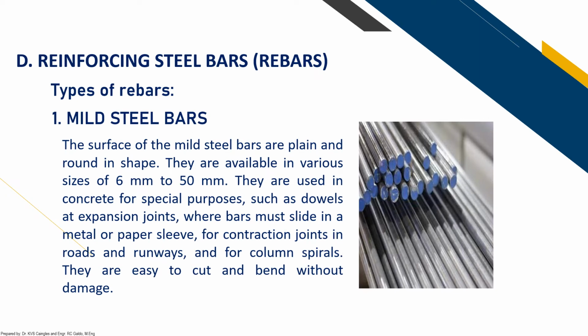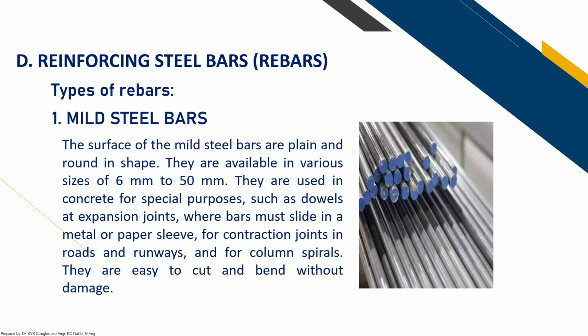Okay. So, when you say different types of reinforcing steel bars, first, we have the mild steel bars. The surface of the mild steel bars is plain and round in shape. They are available in various sizes of 6 millimeters to 50 millimeters. They are used in concrete for special purposes such as dowels at expansion joints where bars must slide in a metal or paper sleeve, or for construction and contraction joints in roadways and runways, and for column spirals. They are easy to cut and bend without damage.